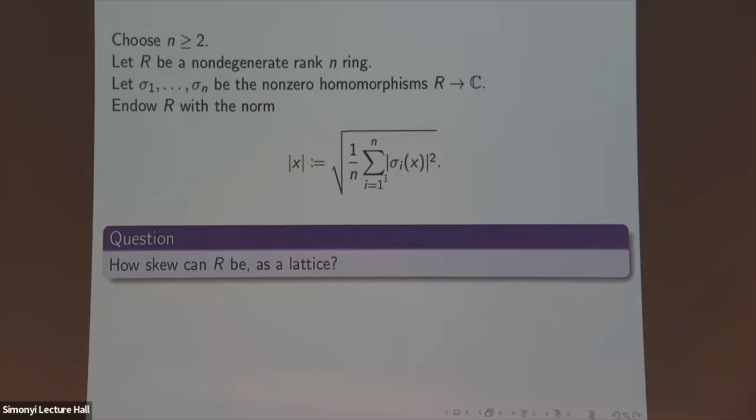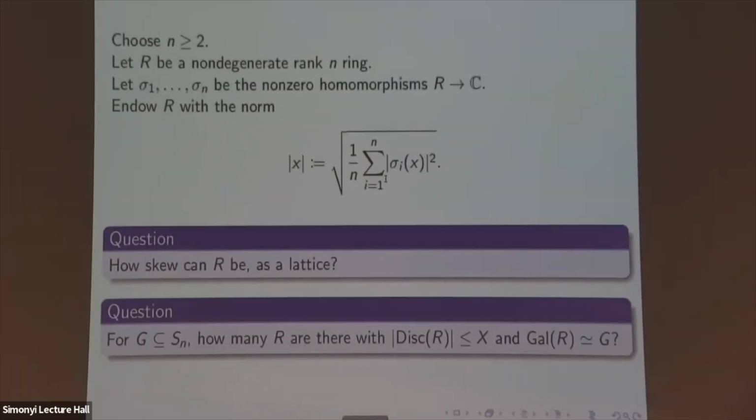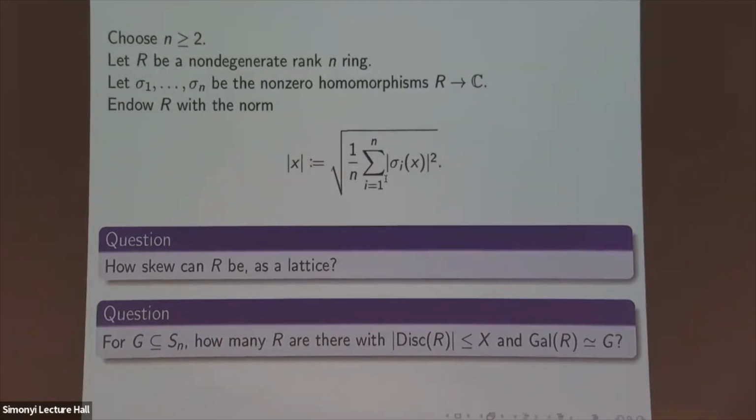The second question I want to ask is a famous old question in arithmetic statistics. If you choose a permutation group G in S_n, how many isomorphism classes of rank n rings are there where the discriminant is bounded and the Galois group is our prescribed group G? So today I'm going to talk a little bit about the first question.